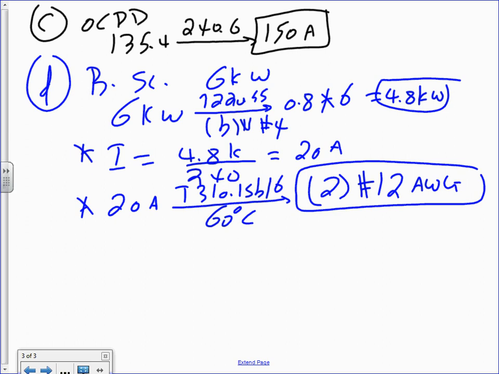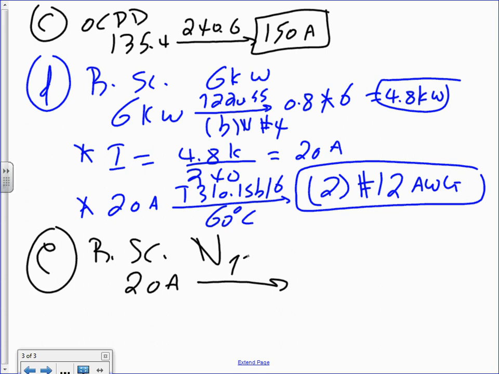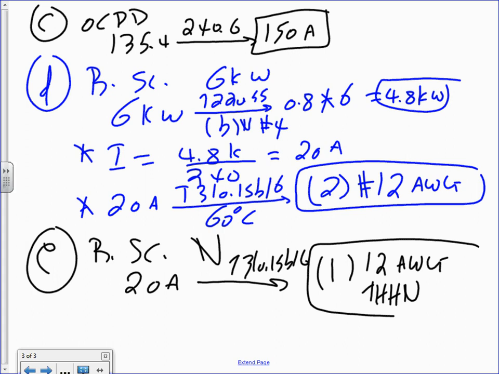Now for the branch circuit ABCD, for E, branch circuit neutral. For the neutral, guys, since this range is smaller than 8 3/4, you don't derate. So the neutral will be exactly the same. For the neutral branch circuit grounded conductor, it would be identical. So you take the 20 amp to table 310.15B16. That will get you one conductor number 12 AWG THHN.